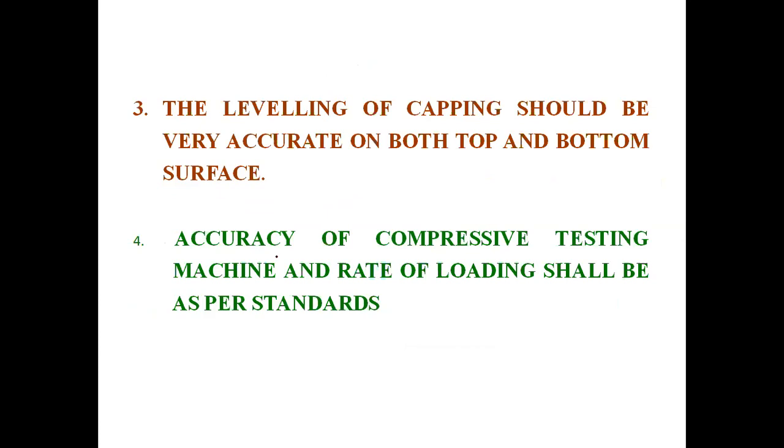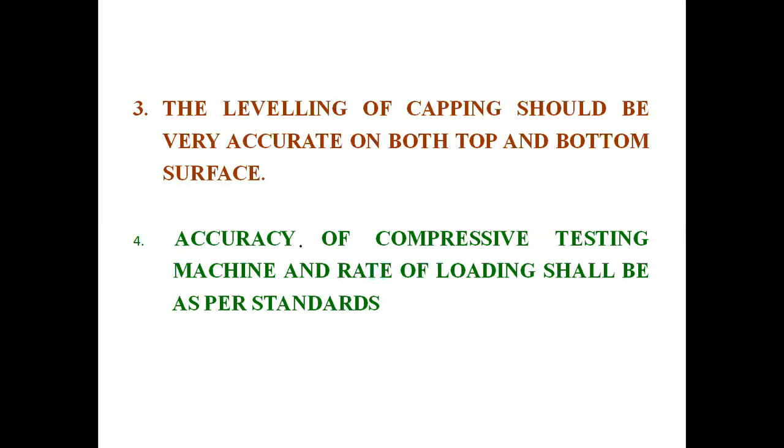And the accuracy of the compression testing machine and rate of loading should be as per the standards. As we all know, when you are going for compressive strength, your equipment is to be calibrated and properly maintained, and the rate of loading is to be properly set. Then only you will be able to perform the compression test.